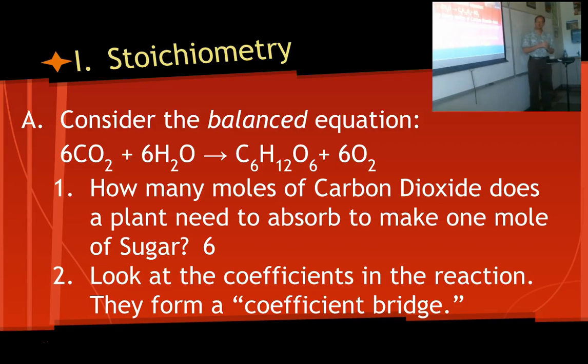So we're going to create something called a coefficient bridge. A coefficient bridge. The coefficients in the reaction are things that will help you see what the relationship is between products and reactants, or products and products, or reactants and reactants. And then you can use that mathematical relationship to determine how many grams of something you need, or what volume of something that you need, based on the characteristics of that substance, the molar mass, and the relationship of how many moles to how many moles. Okay, so a coefficient bridge is the first concept.